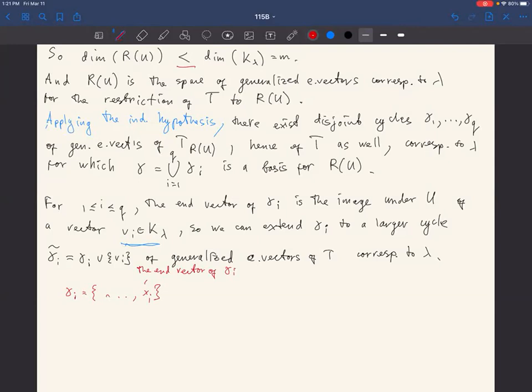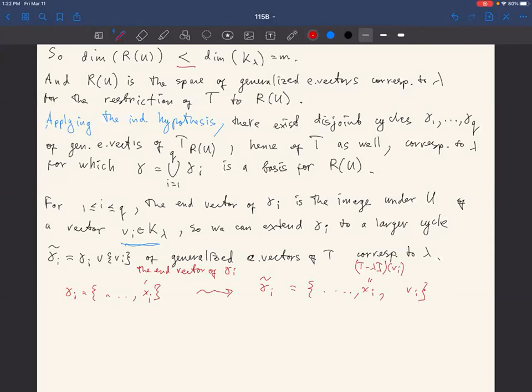And now what did we do? So how did we define gamma I tilde? We take the same, whatever was before. We still have xi, but now we add this new vector vi with the property that xi is given by applying u to vi. So it means xi is given by t minus lambda identity of vi, right?